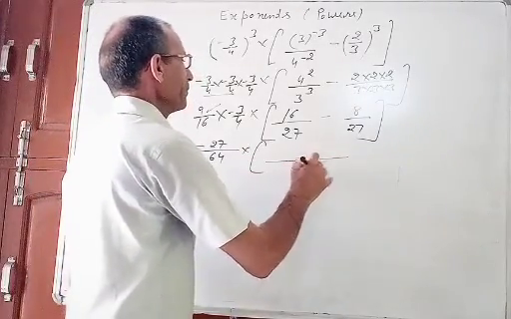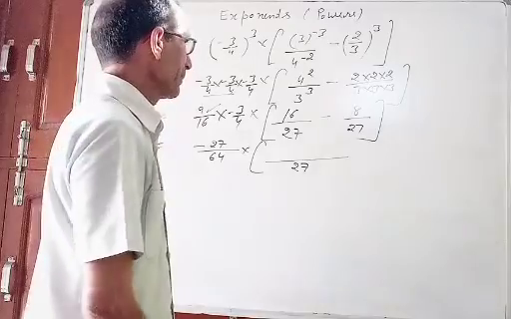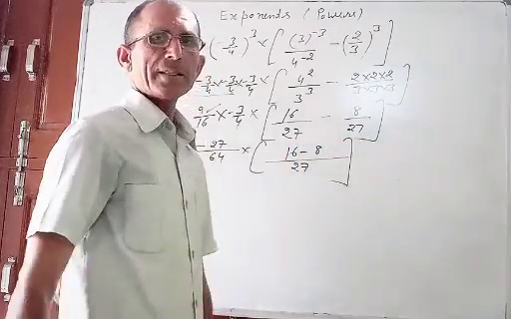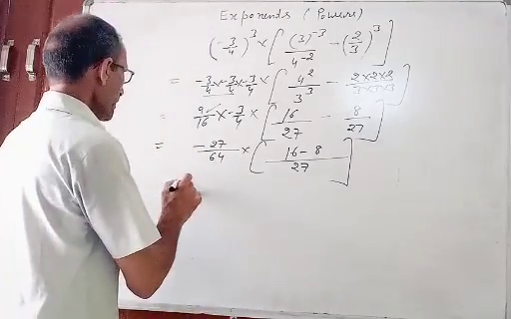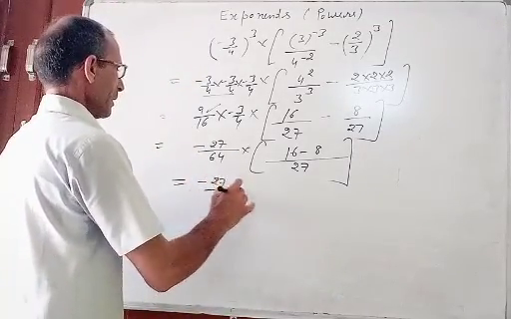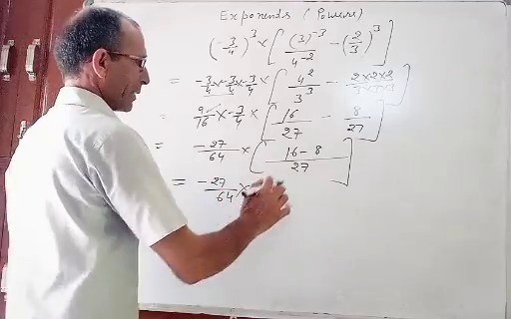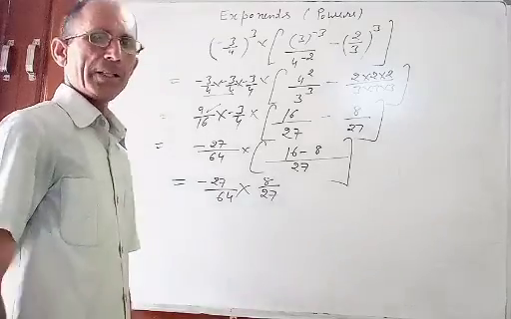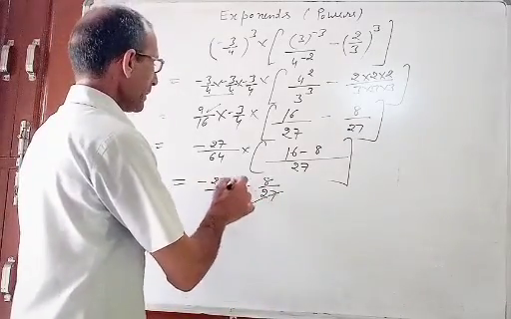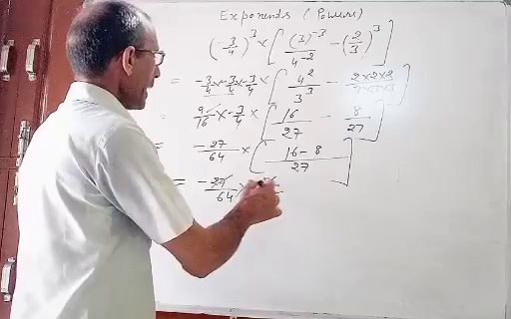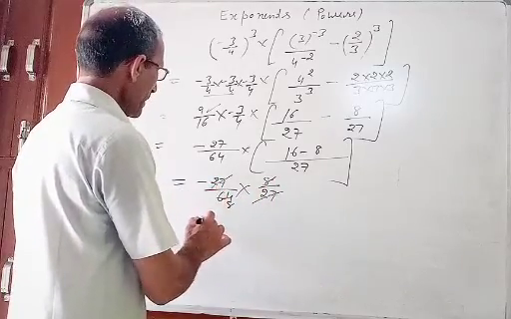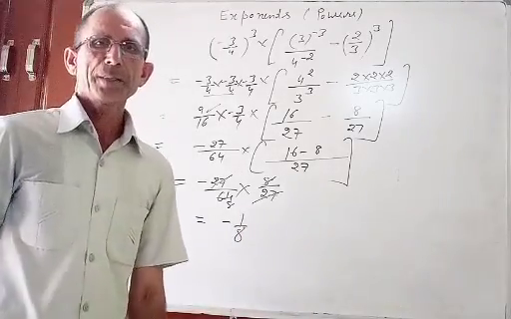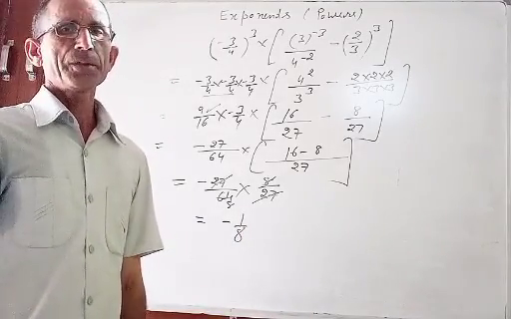27 is the LCM. So 16 minus 8, so minus 27 by 64. 16 minus 8, 8 by 27. So 27 cancels with 27. 8 8s are 64. So minus is there, so minus 1 by 8. Minus 1 by 8. Any doubt, any confusion?